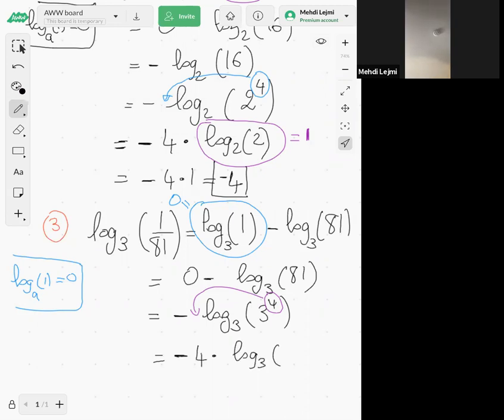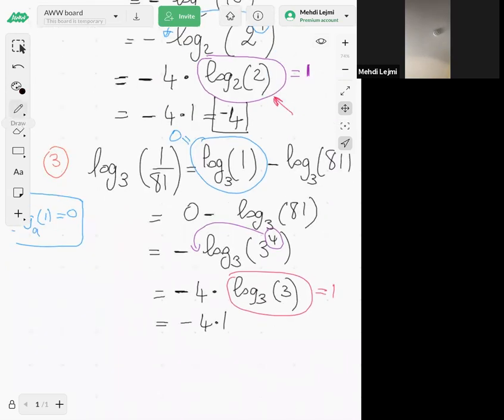And then we said log of A in base A is equal to 1, like the log in base 2 of 2 is 1. So the same, log in base 3 of 3 is equal to 1. So that's negative 4 times 1, and so the answer is negative 4.